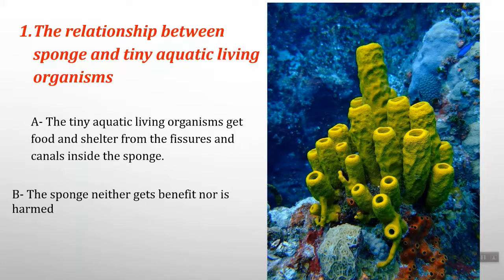As in the relationship between the sponge and the tiny aquatic living organisms. The tiny aquatic living organisms get food and shelter, but the sponge neither gets benefit nor is harmed. So here the relationship between the sponge and the tiny aquatic living organisms is the commensalism. What is the commensalism again? One of the two living organisms gets benefit, and the second one neither gets benefit nor is harmed.